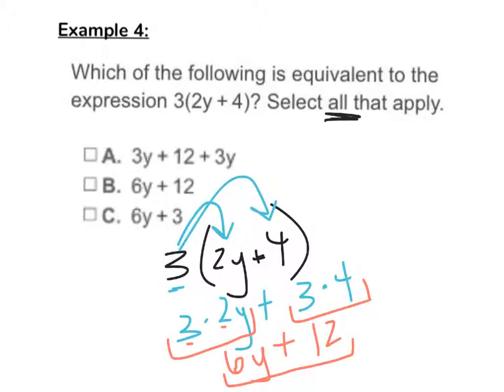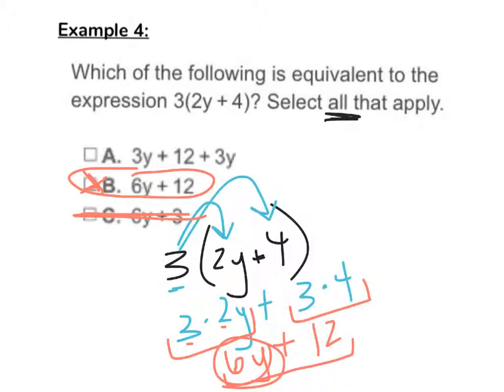So if I jump back up to my list of A, B, and C, I can see that the letter B would be true. So I'm going to go ahead and circle that or check that, and I'm going to get rid of C because, again, they shared the 6y, but they did not do the same thing with the 3 to the 4, so they forgot about the 12.